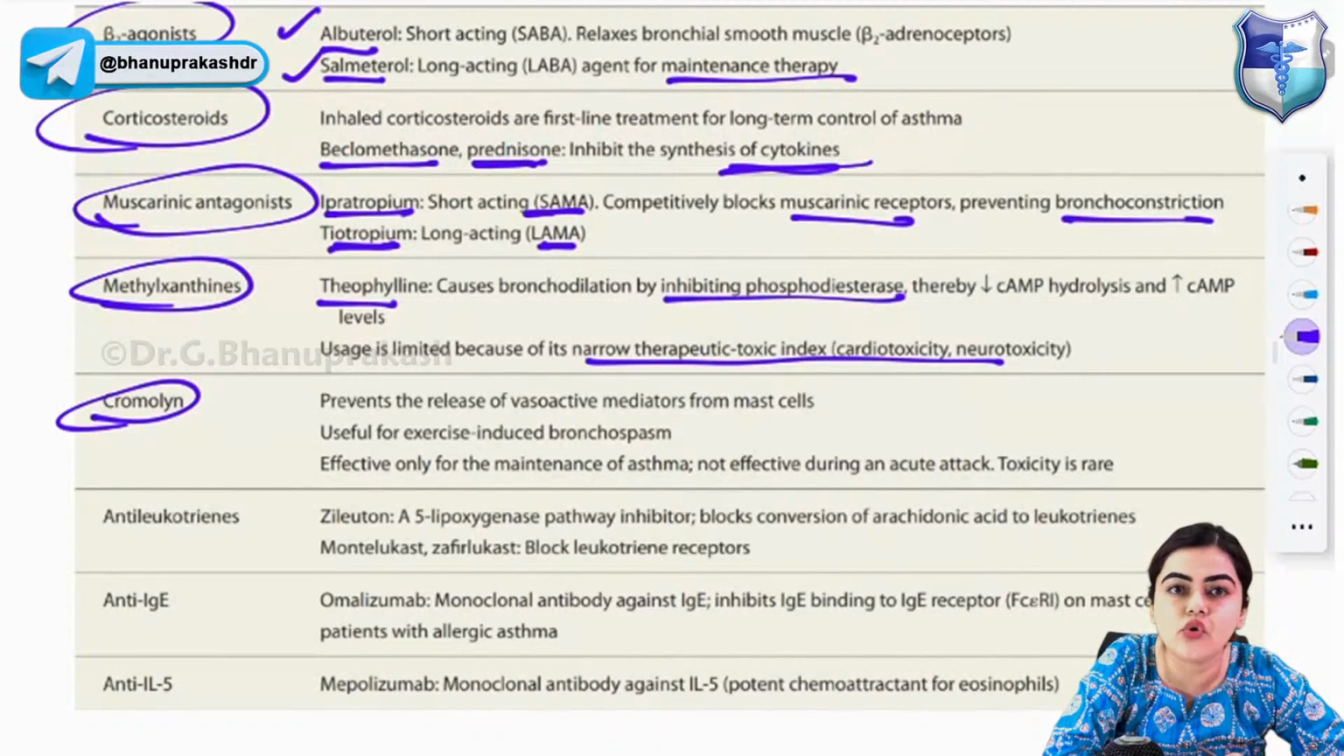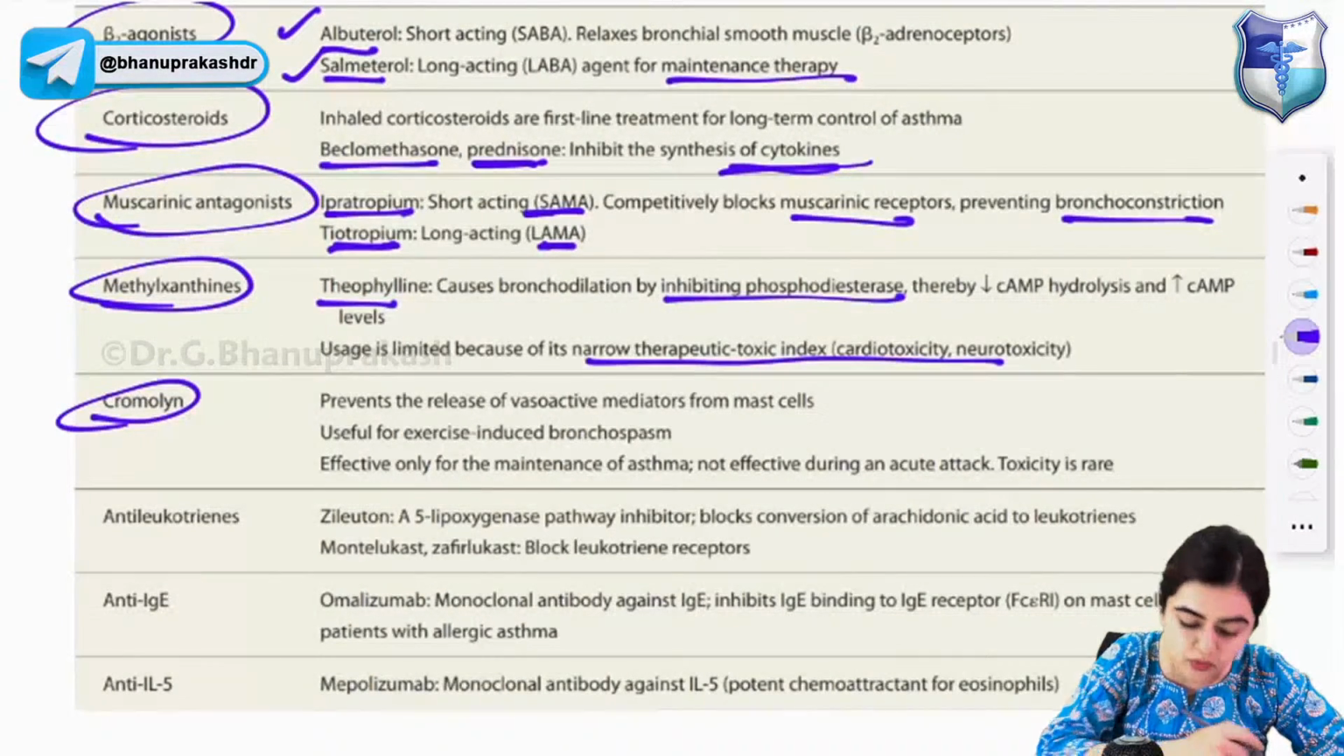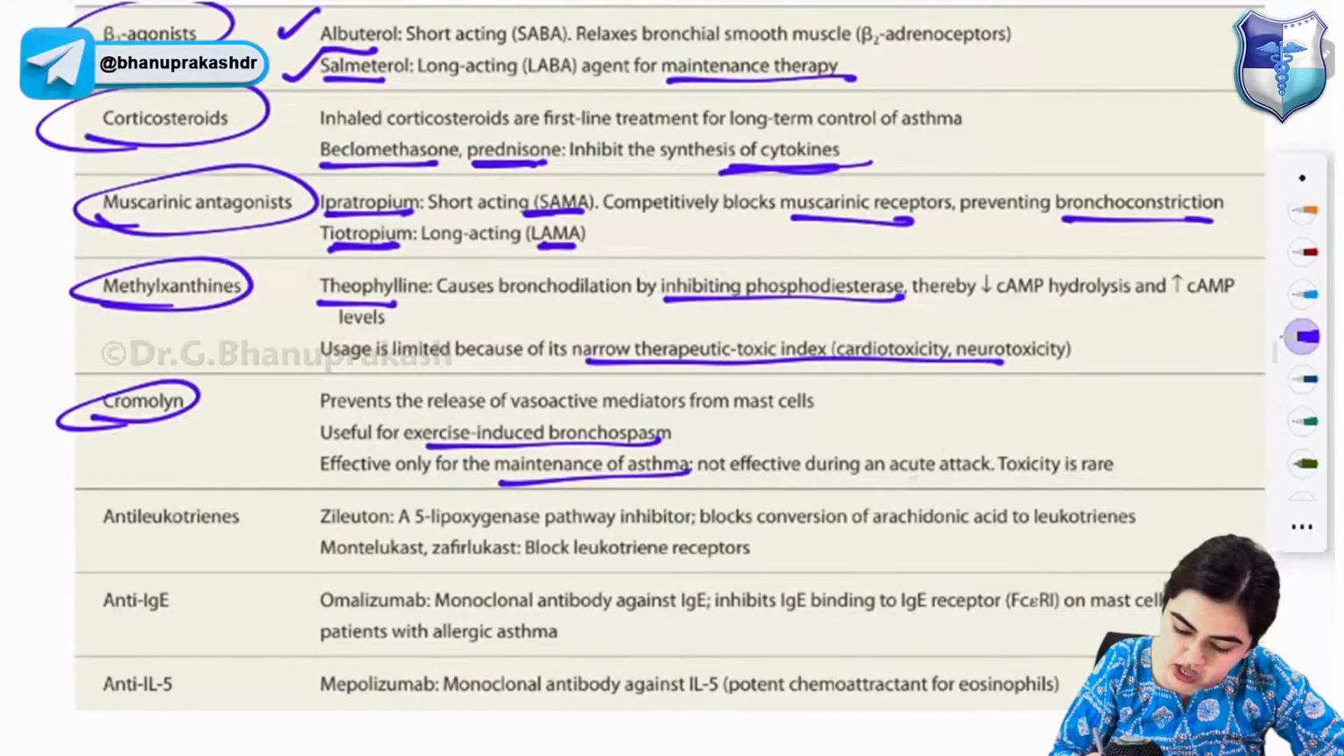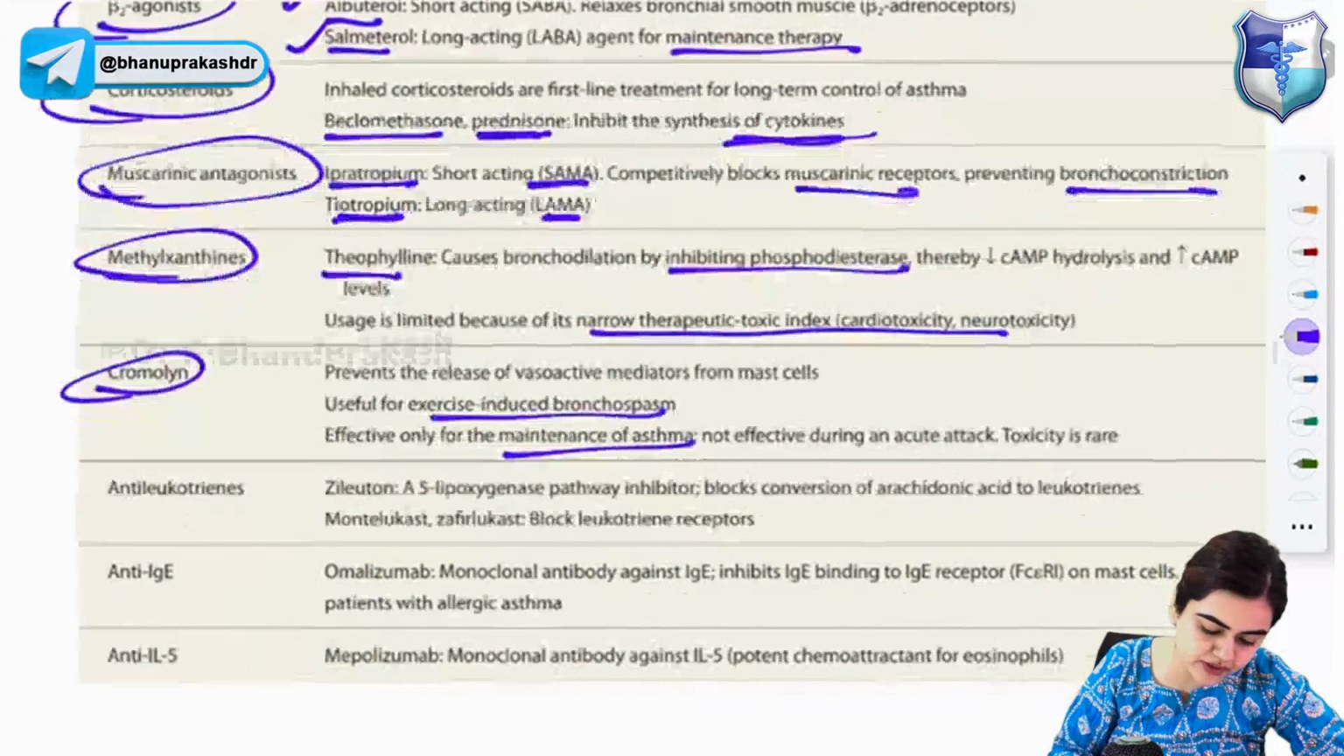What does cromolyn do? Cromolyn will prevent the release of vasoactive mediators like histamine and all from the mast cells. And cromolyn is useful for exercise-induced bronchospasm. It is effective for the maintenance of asthma and not effective during acute attack. Cromolyn cannot be given in acute attack. Toxicity of cromolyn is rare.